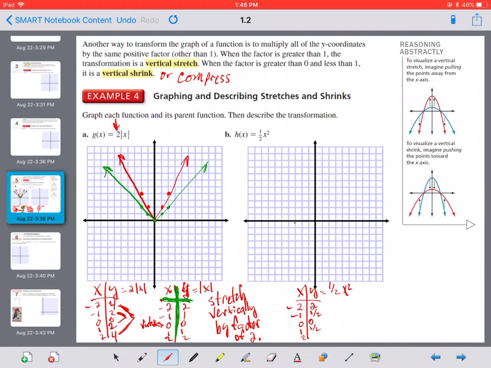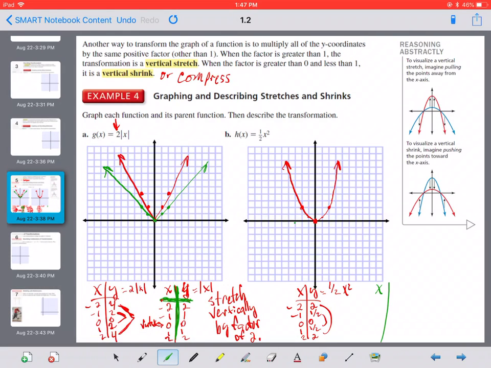If I do it again, 1 squared is 1. 1 times 1/2 is 1/2. 2 squared is 4. 4 times 1/2 is 2. And I still see that mirroring there. So starting at 0, 0. Go out to 1, go up 1/2, just right in between there. Go out to 2, go up to 2. Go back -2, up to 2. So there's my graph there. It gets this kind of curve this way.